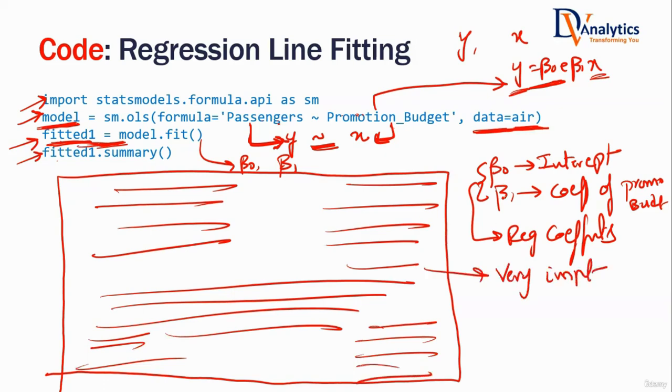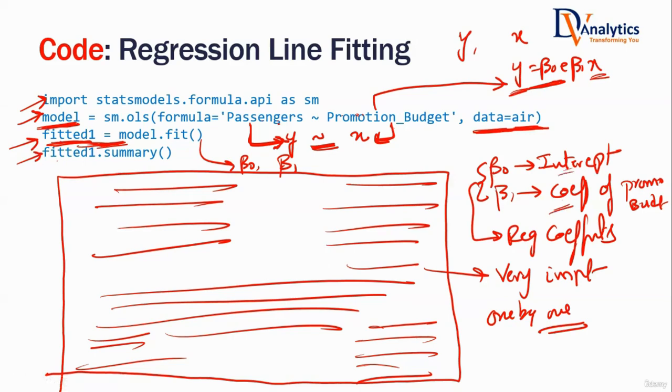Out of them, we have discussed only beta naught, beta 1 until now. But we are going to discuss all other metrics one by one, because every metric behind the scenes has some theory. I'll explain that theory, then we'll understand how to interpret it. As of now, in the summary report, we have discussed two measures, which is intercept and coefficient of promotional budget.